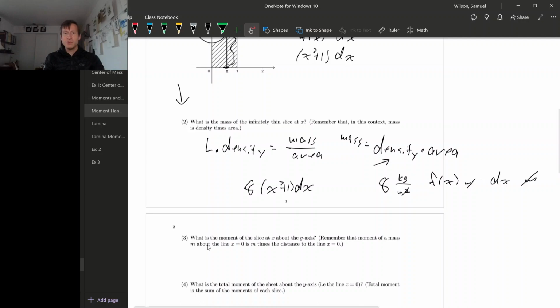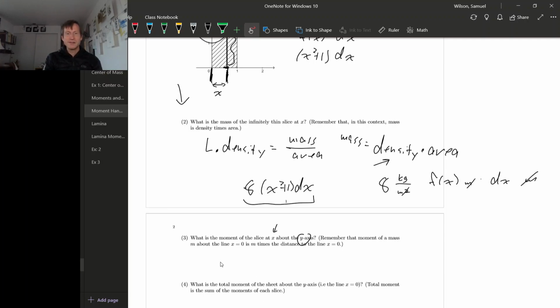All right, for number 3, what is the moment of the slice at x? So here's the mass of the slice at x. All we need to do is multiply by the displacement of this slice from the axis where we're considering the moment. But that's the y-axis. So we need to figure out how far this slice at position x is from the y-axis. Well, this distance is the x-coordinate there.